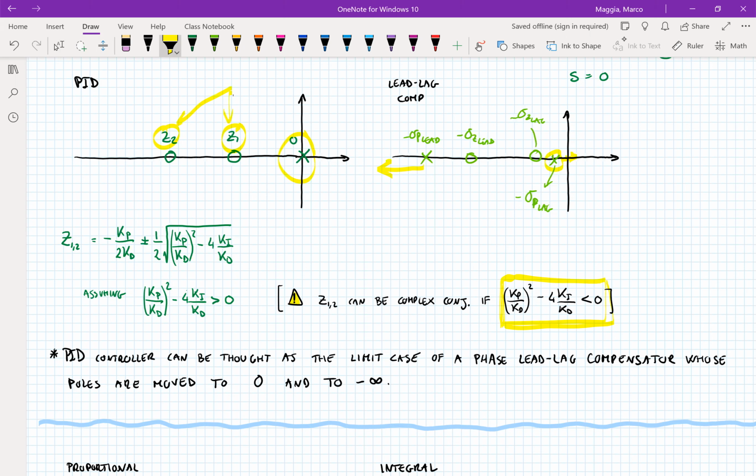So when you're using a PID controller, you're also augmenting the type number of the system, because you're adding one open loop pole. So if the uncontrolled system was type 0, by adding a PID controller, you would make it type 1, which can be beneficial or might not be beneficial. It depends on your application.